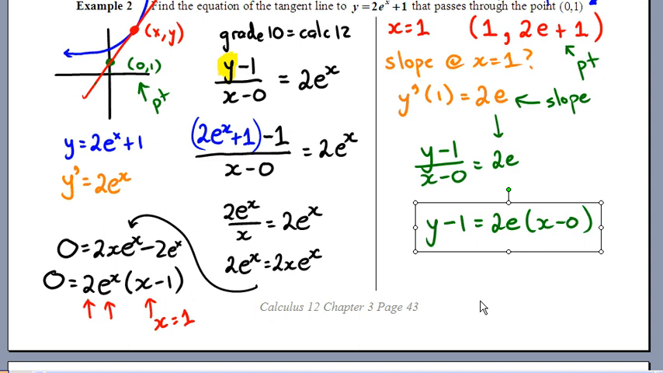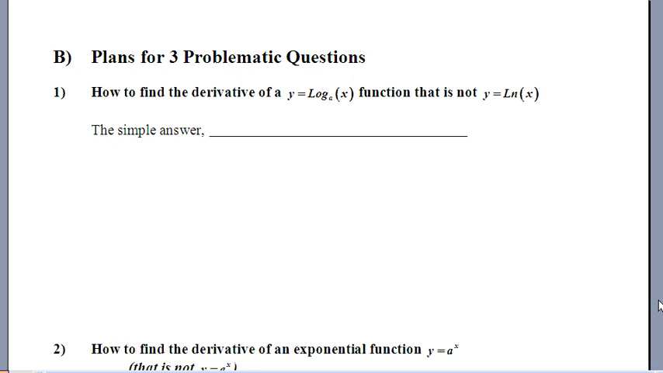All right, now our next step for just a minute or so is going to be to look at how we can use exponentials and logarithms to get out of a little bit of a traffic jam. I've titled this Plans for 3 Problematic Questions. I want to show you 3 different kinds of things that can come up where you need some plan to get out of. First one: how do I do a derivative of a logarithm that isn't ln x? ln x, with that nice little e for its base, that's great.